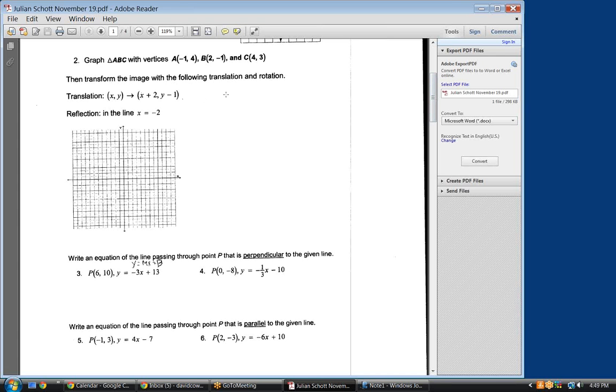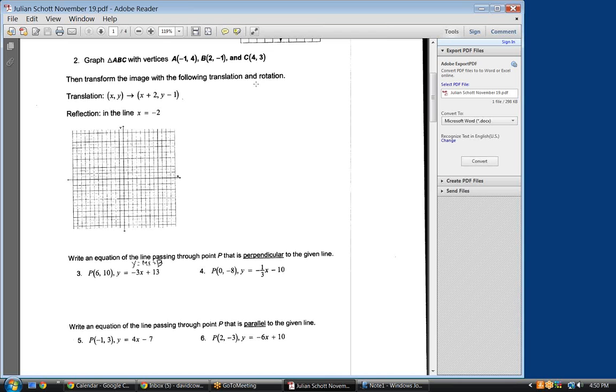They don't even call it a reflection, they call it a rotation. You don't have answers on these, do you? No, this is like the pre-test. No, it's like the study for the test.